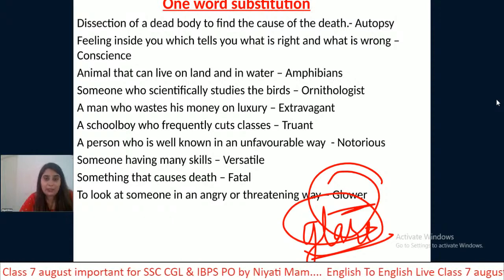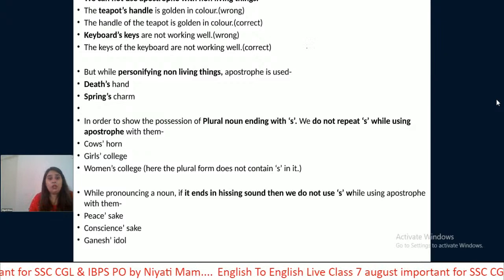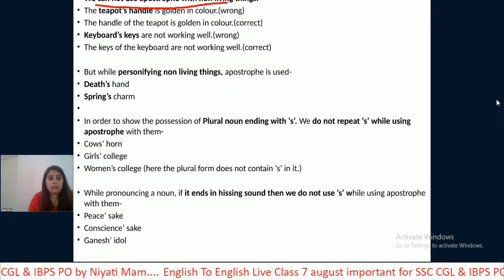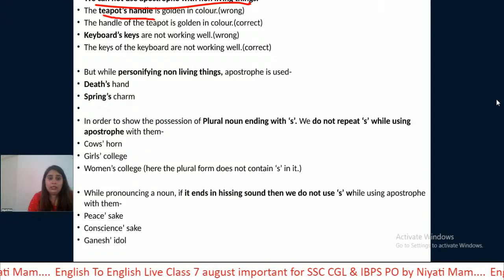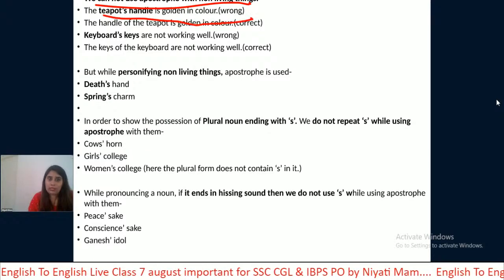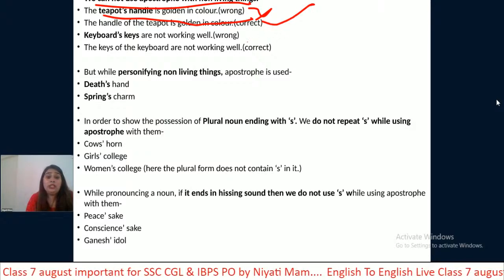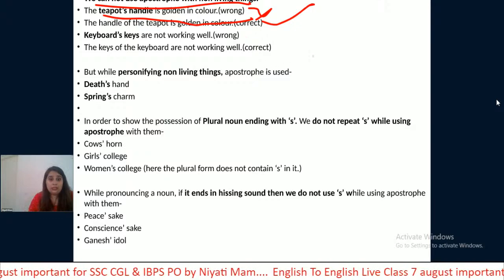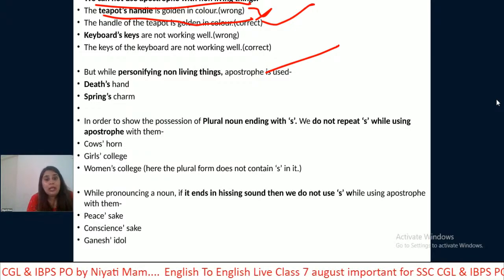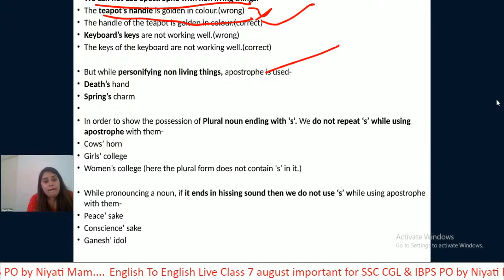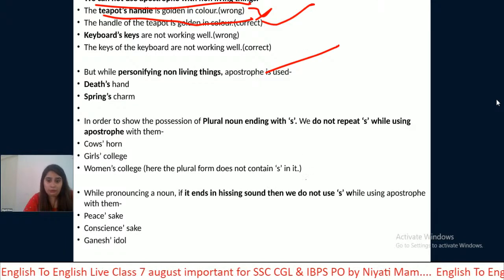Let us revise the rules which we have read today. We cannot use apostrophe s with non-living things. The teapot's handle is golden in color: wrong. The handle of the teapot is golden in color. Keyboard's keys are not working well: wrong. The keys of the keyboard are not working well. But while personifying non-living things, apostrophe is used.